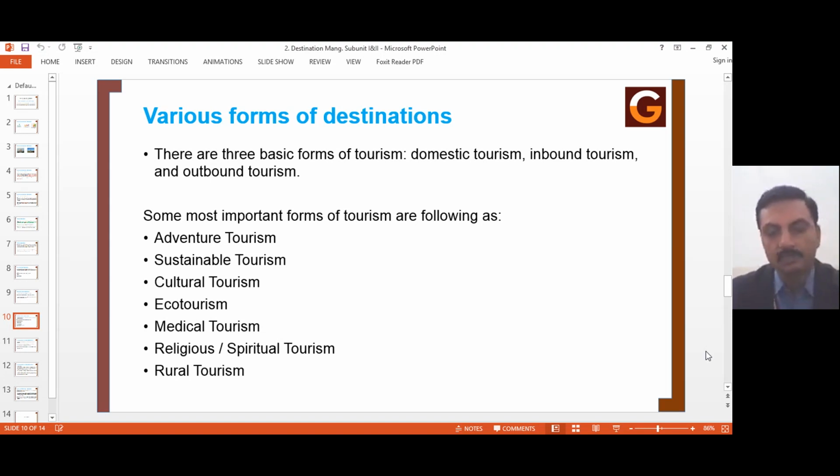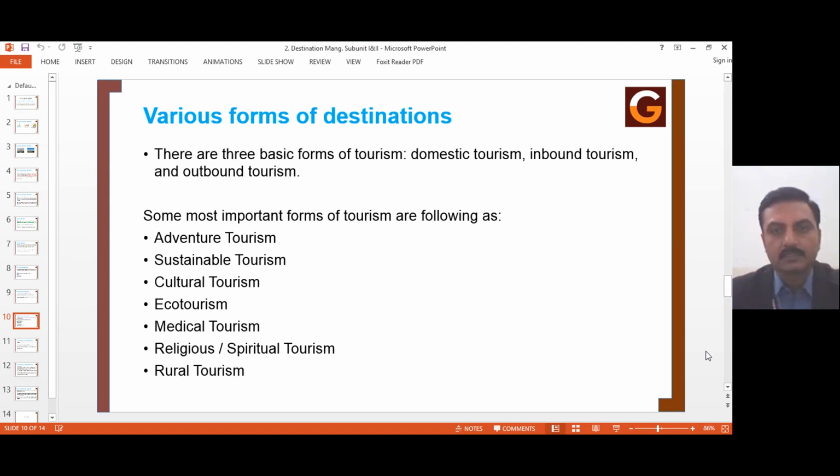Then rural tourism, when we are visiting the villages to get to know the cultural aspects, social aspects, or the agriculture of the rural area. So based upon this, there are a number of forms of destinations we can define. So these are the examples, the most frequent examples which I have taken for this class.